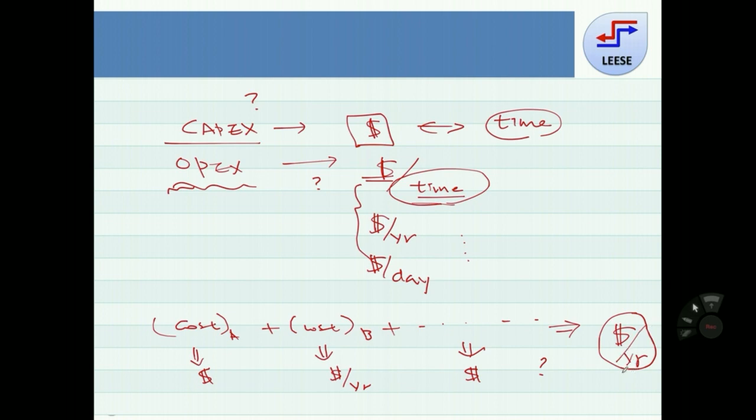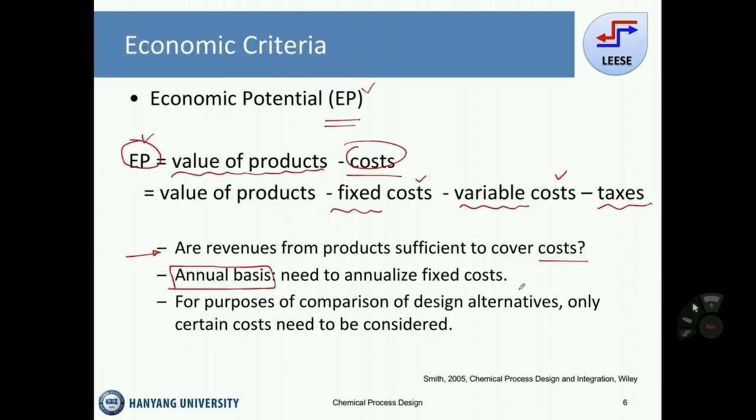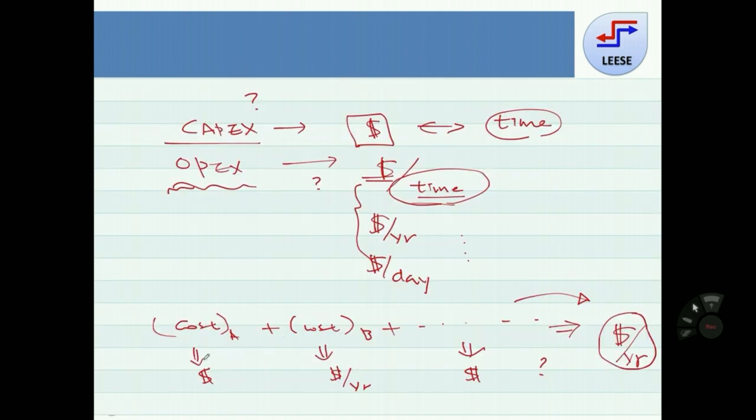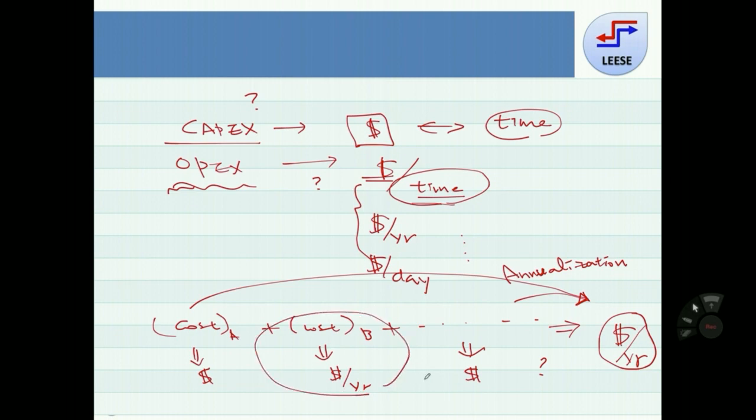So typically we are using annual basis for evaluating capital cost and operation cost and variable cost, okay? This is called annualizing fixed cost. This should be converted into time-dependent evaluation, that is annualization, okay? This one is given on an annual basis. But if the cost is not given on an annual basis, we need some annualization, okay?